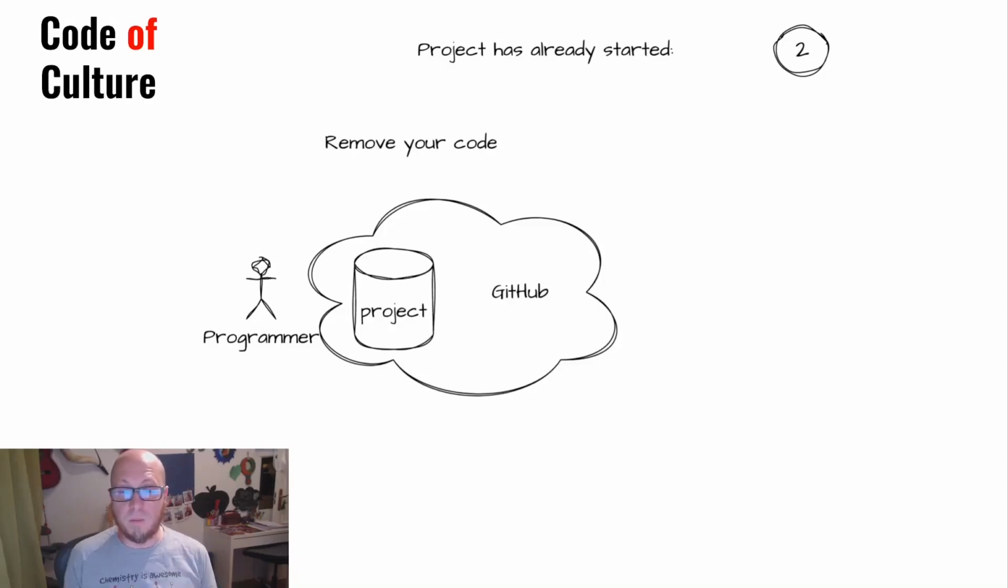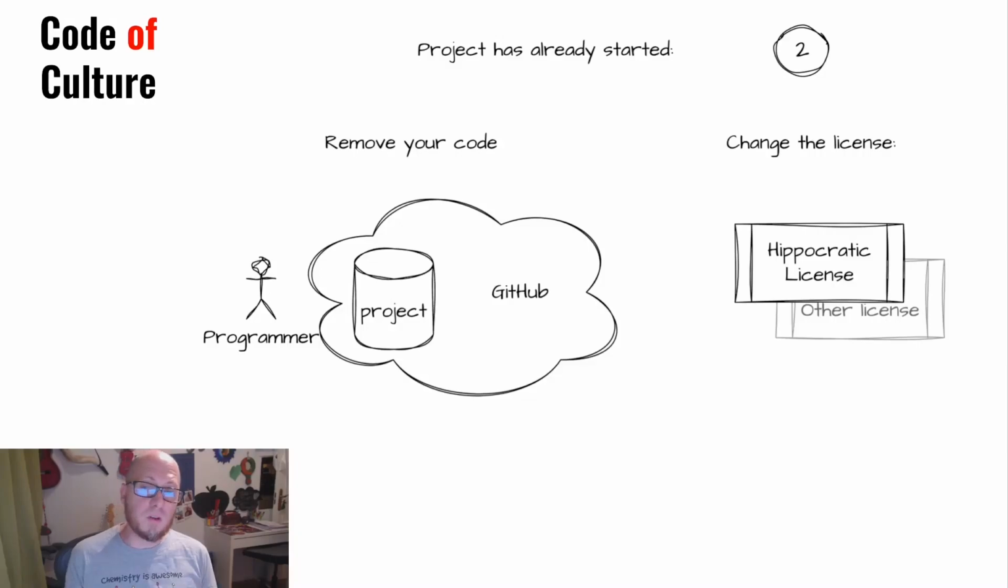So, if removing your code from the project is not an alternative, another option is to change the license of the project. But there are some other considerations. If you are the only contributor, there should be no problem. You can change the license. However, if there are other contributors, you must get agreement from all of them to change the license of the project.